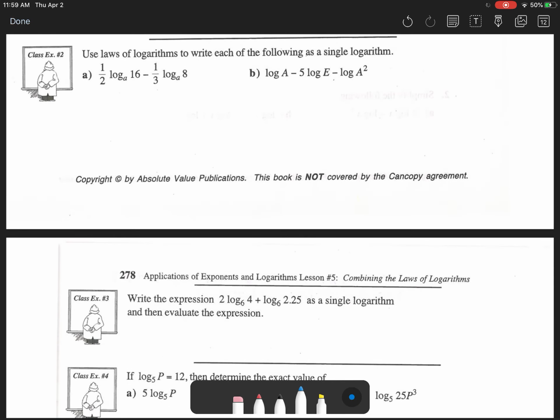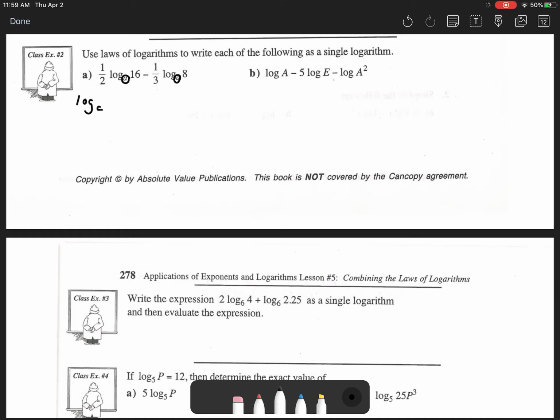Now, use laws of logarithms, which are the 3 at the top of the page, to write each of the following as a single logarithm. So again, what I want to take a look at first is the following. I am subtracting log expressions, and they do have the same base. That's obviously vital. If they don't, then I can't use the laws of logarithms.